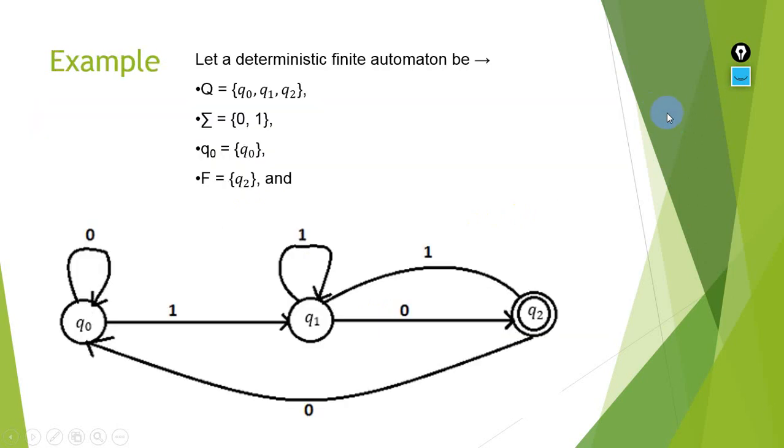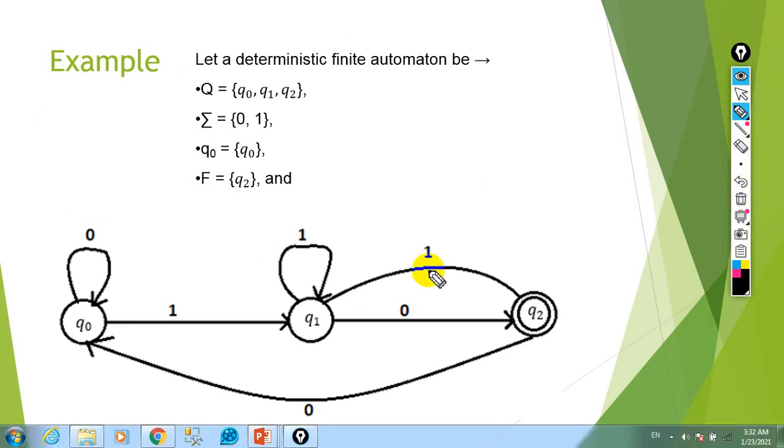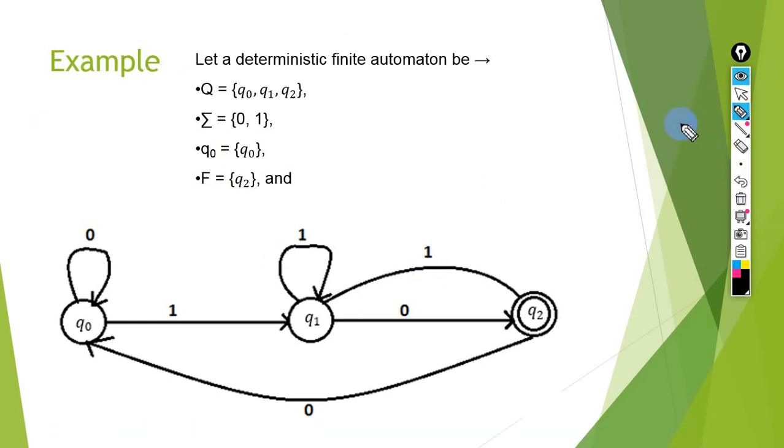I have explained that in a DFA diagram there should not be a dead configuration. When you look at this, the input alphabets are 0 and 1, and we have three states: Q0, Q1 and Q2. Q2 is the final state and Q0 is the initial state. You can represent it just like this.